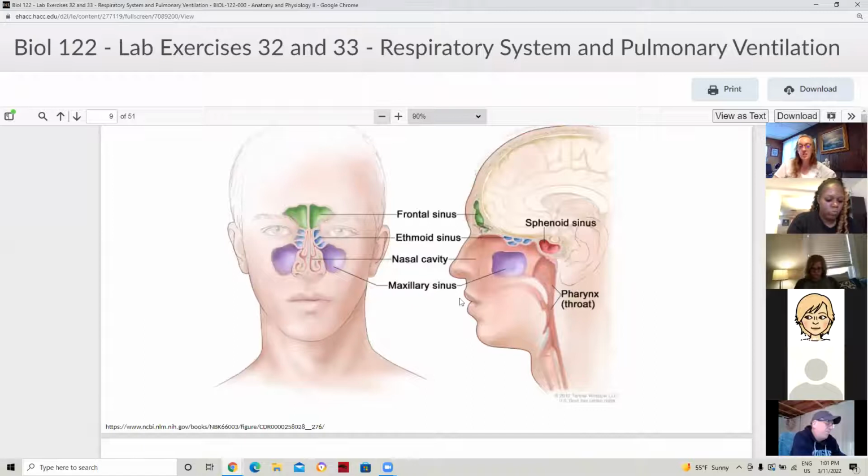So looking at the sinuses, the frontal sinuses, remember these are cavities within the bone. The frontal sinuses, meaning a cavity within the frontal bone. The ethmoid sinus, meaning a cavity within the ethmoid bone. Sphenoidal sinus, cavity within the sphenoidal bone. Maxillary sinus, cavity within the maxilla.